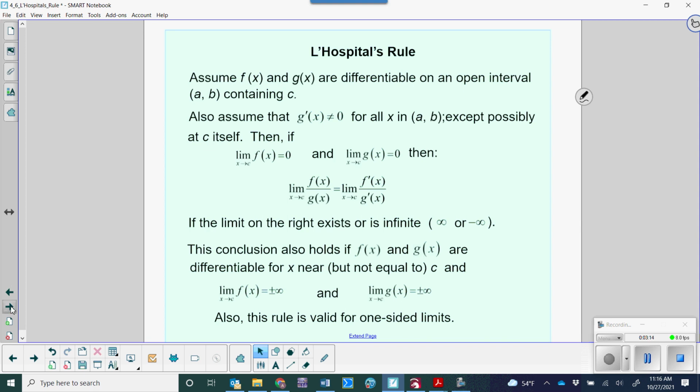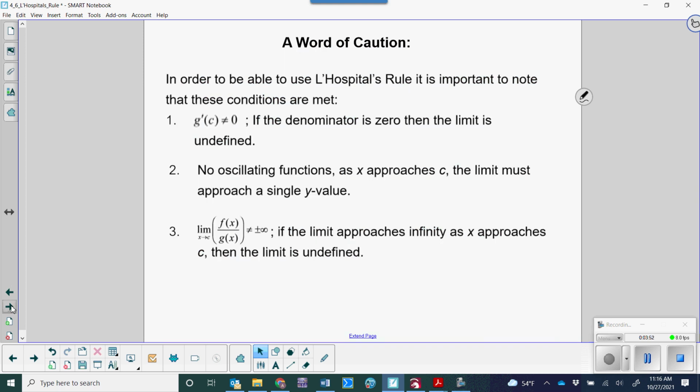So this is sort of the more official written out. If you find out that you have this limit you're trying to do, and the limit of the top is 0, and the limit of the bottom is 0, then that limit actually equals the limit of the derivative of the top over the derivative of the bottom. If the limit exists or is infinity, then you're finished after you do that. If it comes out 0 over 0 or infinity over infinity again, you just do L'Hopital's rule again. Okay, we'll do some examples which will make sense.